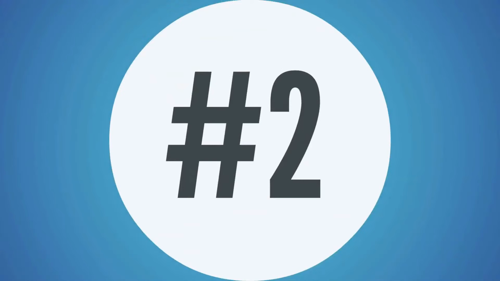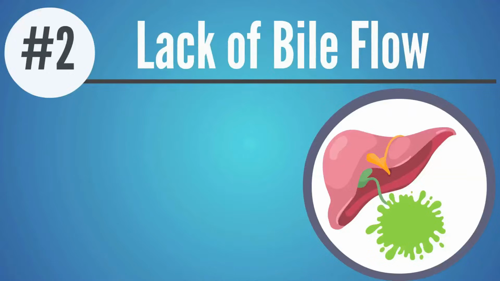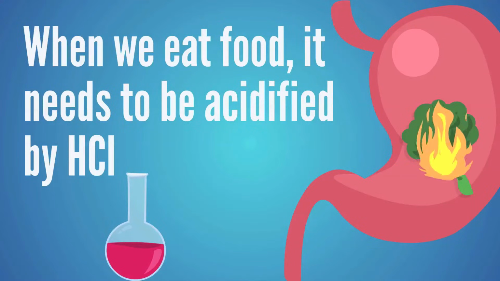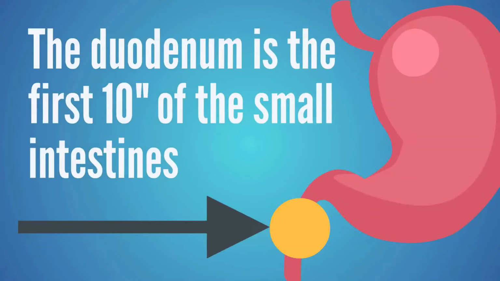The second underlying cause for a loss of appetite is a lack of bile flow. So bile flow is very important, and I kind of view it as the other half of digestion. So when we eat the food, it needs to be acidified by HCl in the stomach. And then once the food is acidified, it'll leave the stomach and go into the duodenum, which is the first 10 inches of the small intestine. And that's when the gallbladder squirts bile down onto this acid product. And bile is an alkaline product, and it helps to neutralize those acids.